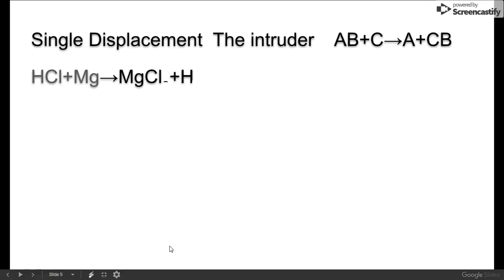Single displacement is a guy stealing someone else's girlfriend. So here's a happy couple, and guy C shows up and he steals the girl. You can reverse the sexual example at your convenience for whatever mode you want to think about.